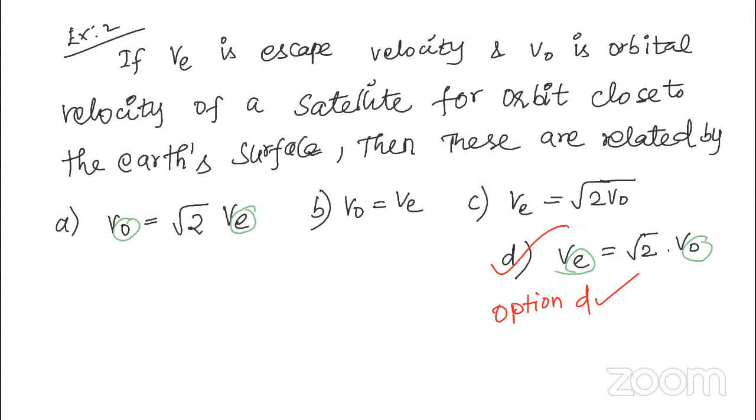So how do we fix this in mind? Look at the values. VE is equal to 11.2, and V naught is approximately 8. So which value is larger? VE is larger, so that larger value comes first. We have to write the larger value first. Then V naught is a very small value, that is 8, and to get 11.2 from that 8 we have to multiply by some value.